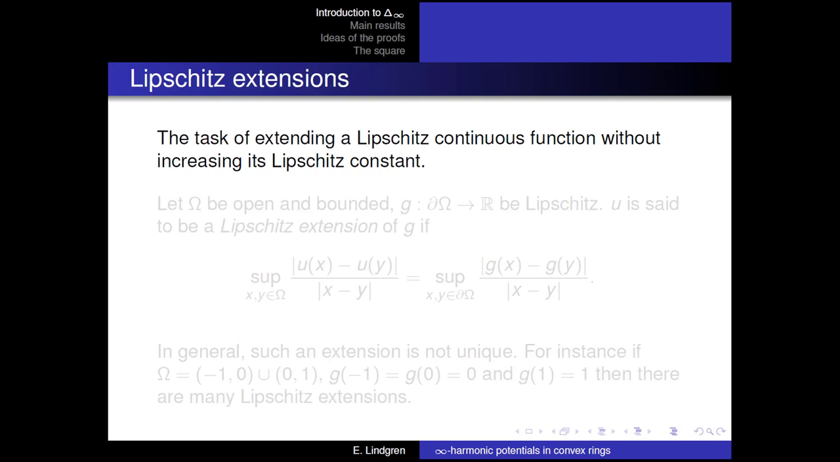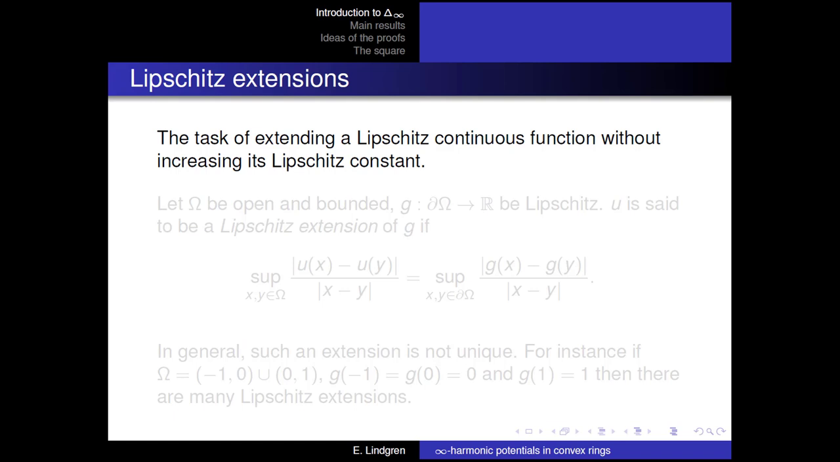Okay, and if you look at the last slide, we were minimizing the infinite norm of the gradient. So it seems quite related to minimizing the Lipschitz norm of a function, right? It's not exactly the same, but it looks kind of similar. So let me say a few words about Lipschitz extension.